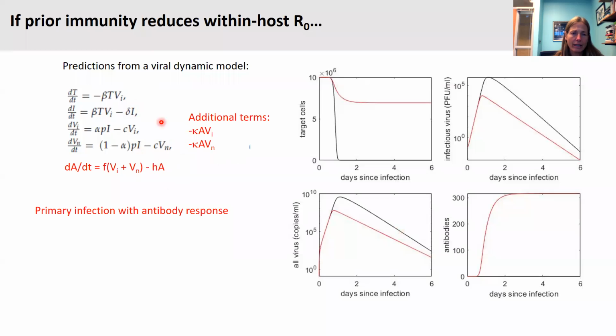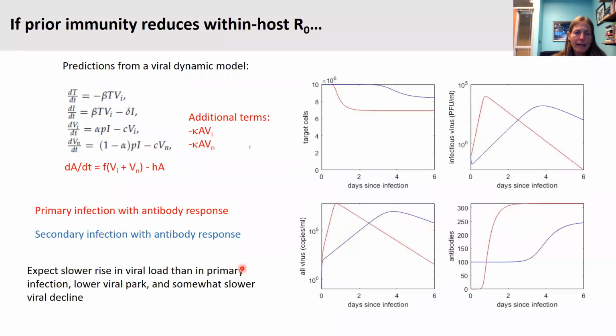So let's add on these expansion of antibodies, right? And so we go from these black curves to these red curves over here, right? If we're incorporating an antibody response, which results in fewer target cells actually being depleted, et cetera, and faster clearance. Okay, so now we have this primary infection model with antibody response.